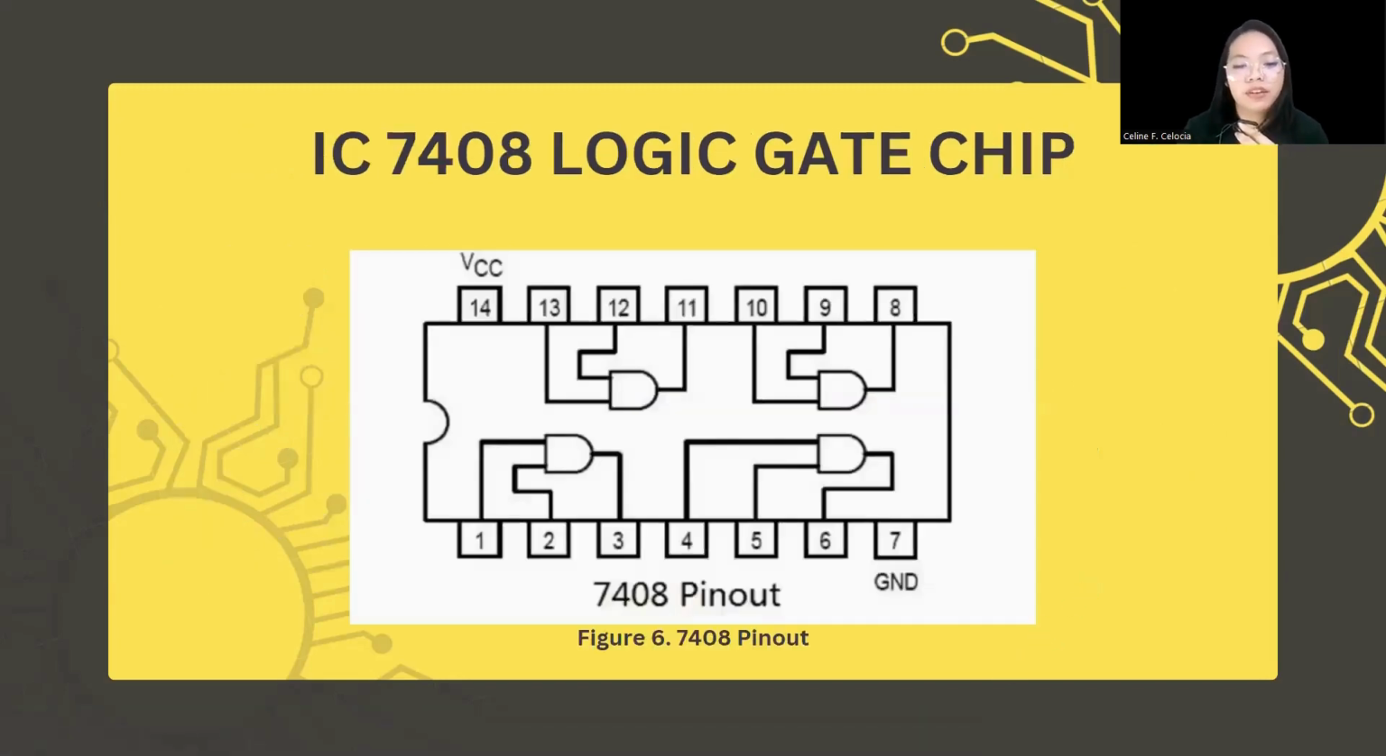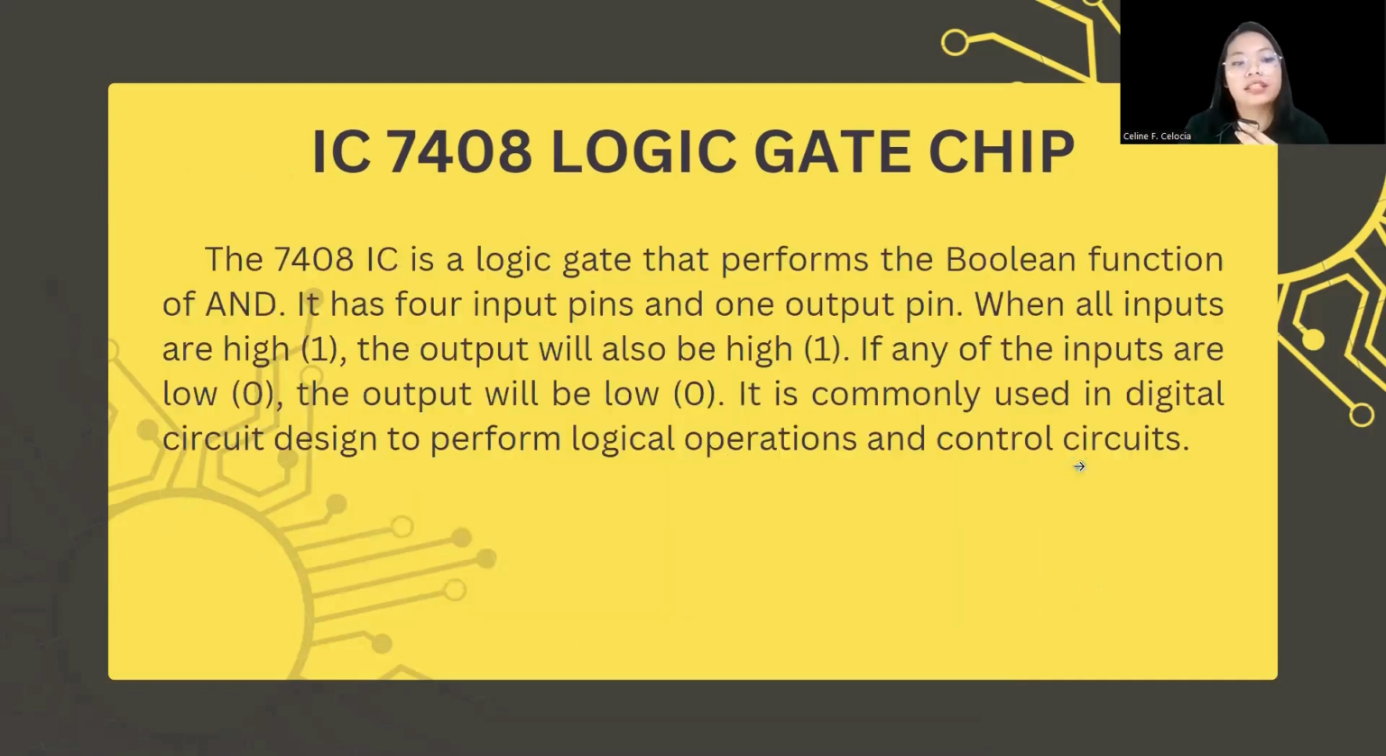Figure 6, 7408 pinout, or the IC 7408 logic gate chip. The 7408 IC is a logic gate that performs the Boolean function of AND. It has 4 input pins and 1 output pin. When all inputs are high, 1, the output will also be high. If any of the inputs are low, 0, the output will be low, 0. It is commonly used in digital circuit design to perform logical operations and control circuits.